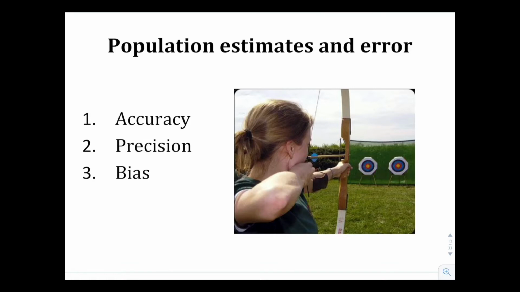It's really important that we quantify and evaluate the error, because we need to better understand what it is so that we can know what types of conclusions we can draw from the data that we collect. So there are three basic statistics pieces that we are going to discuss when it comes to error in estimating a population: accuracy, precision, and bias.